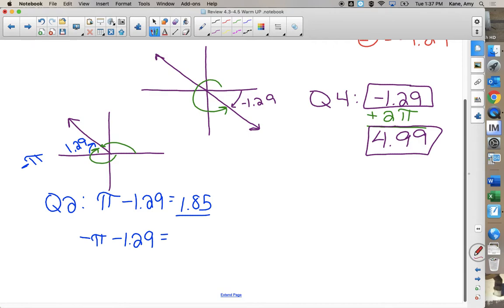Do 1.85 minus 2 pi. You could also do 1.85 minus 2 pi. They're going to give you the same answer. Just depends on how you think about approaching it. So Maya, if you take 1.85 minus 2 pi, you get negative 4.43, you said, right? And if I do it this way, negative pi minus 1.29, do you still get the same answer? Yes. So either way gets you the same two angles. So 1 and 2 for quadrant 2.